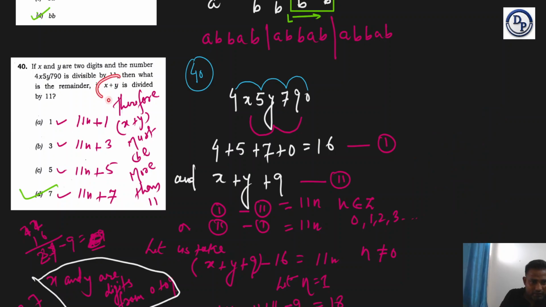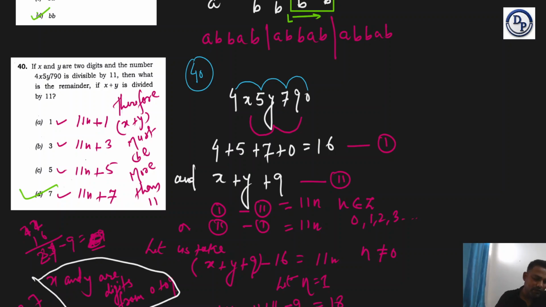This number x plus y must be more than 11. This must be confirmed from seeing these options of remainder. Okay, now come to the solution. We know the divisibility rule of 11. We have to add alternate digits from left to right, and we have to subtract.